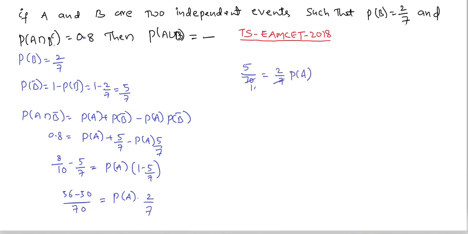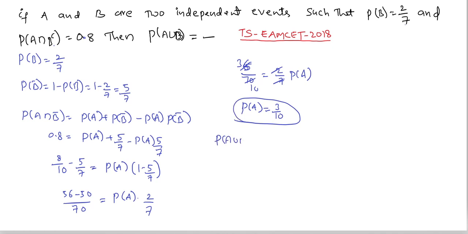So 7 and 10 times cancel. Therefore P of A is equal to 6, 2, 3 times cancel. So P of A is equal to 3 by 10. This is the P of A.